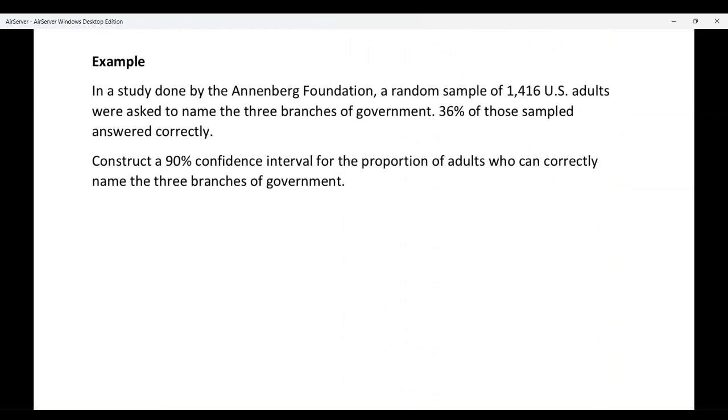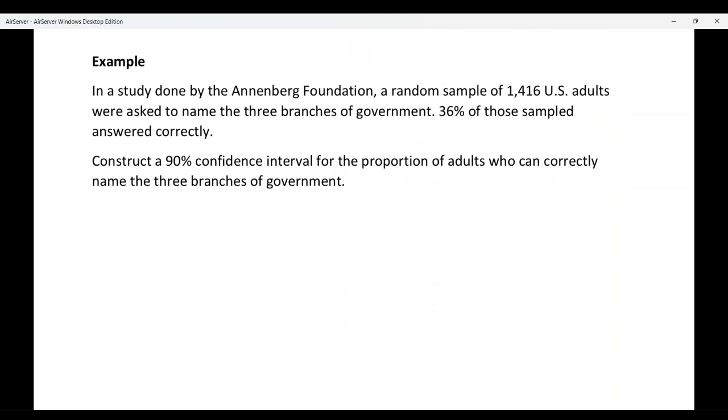So in a study done by the Annenberg Foundation, a random sample of 1,416 U.S. adults were asked to name the 3 branches of government. 36% of those sampled answered correctly. Construct a 90% confidence interval for the proportion of adults who can correctly name the 3 branches of government. Okay, so we asked this question, people answer, they either answered correctly or they didn't answer correctly. So those are our 2 groups, right? They were either right or they were wrong.